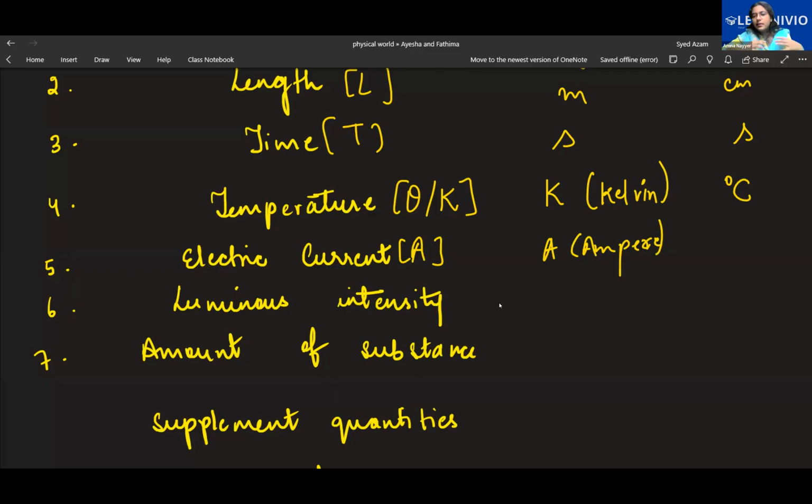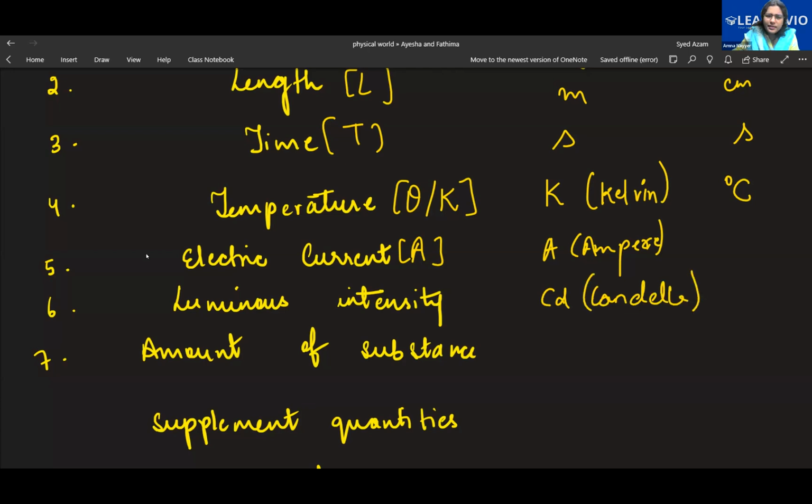And luminous intensity. Class, luminous intensity means, suppose the light is on right now. Luminous means the amount of light that is coming. Luminosity means light. Intensity means how strong the light is. Is the light strong? Is it weak? Is it dim? Or is it overexposed? So luminous intensity is that. The SI unit, I'll just discuss, is candela. Okay, the SI unit is candela.